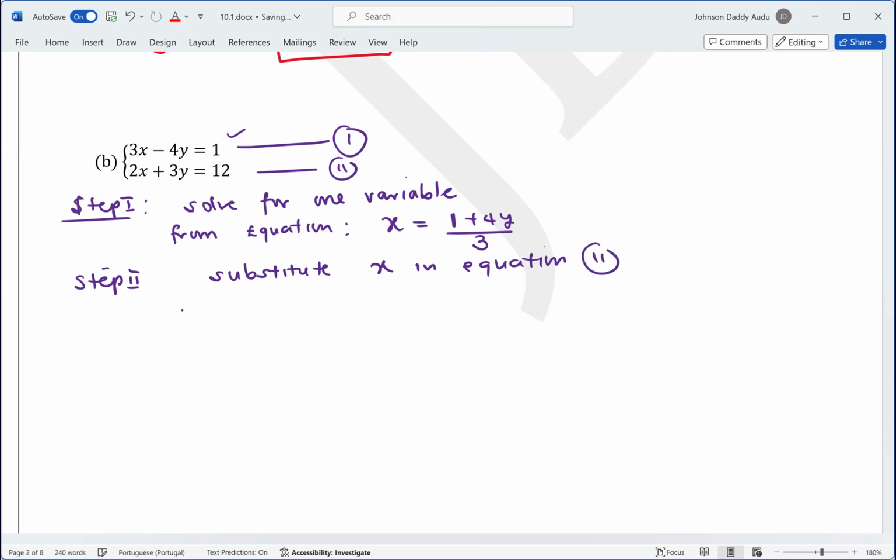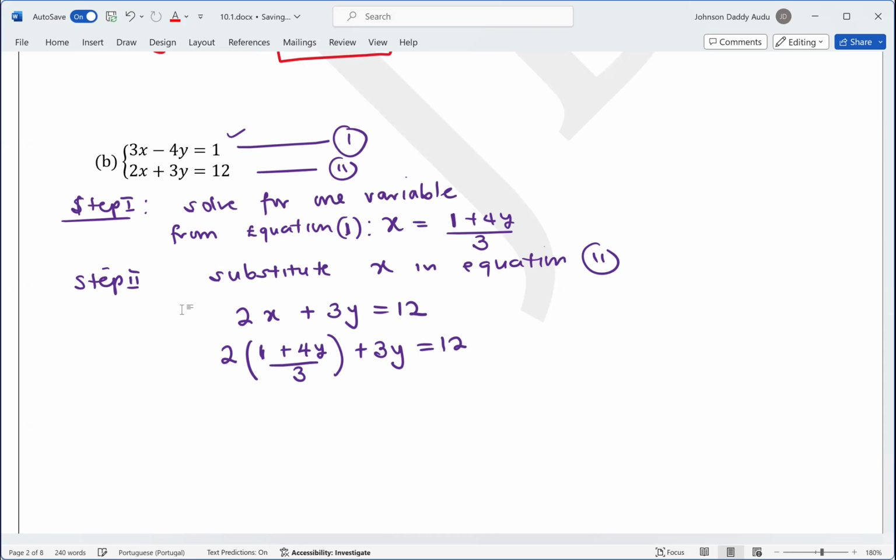Remember, this one we got from equation 1. Yes. So now we substitute back into equation 2. So let's write down equation 2. Remember, equation 2 is this one. So now we will substitute the value of x. So this will be 2y into 1 plus 4y divided by 3, then plus 3y equals 12.